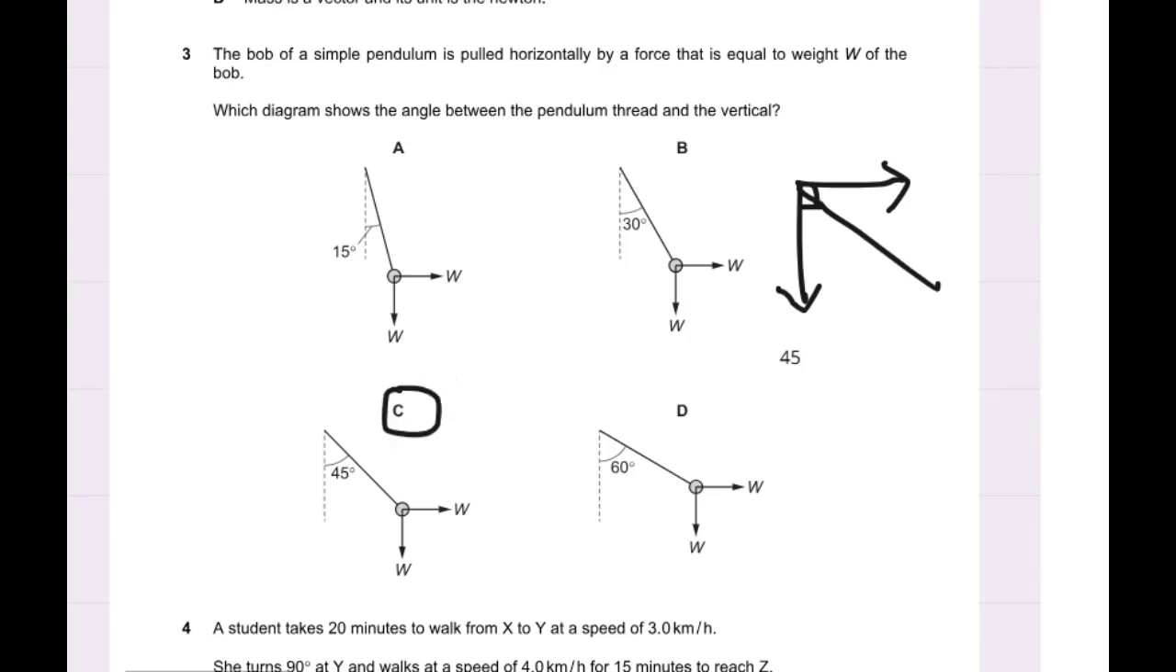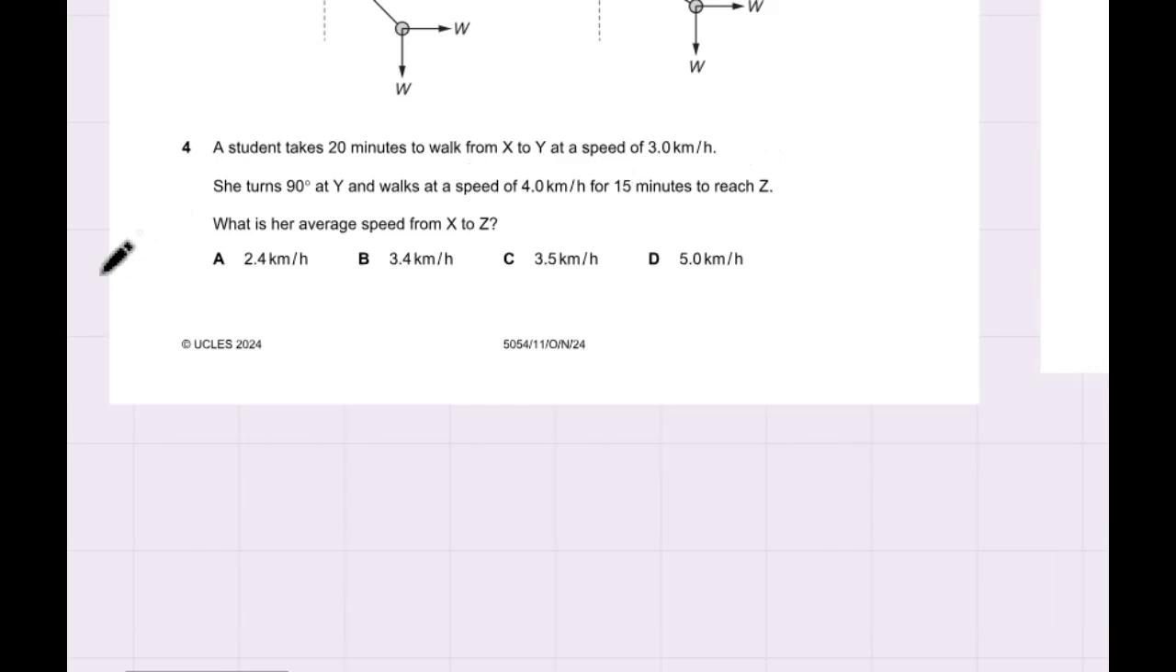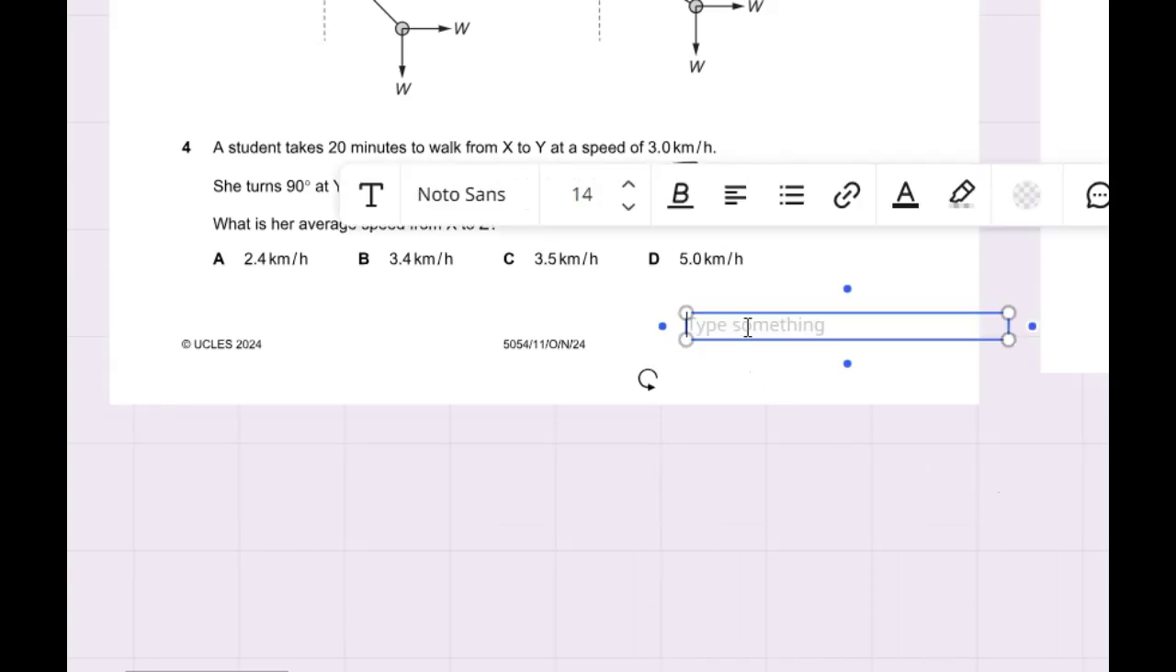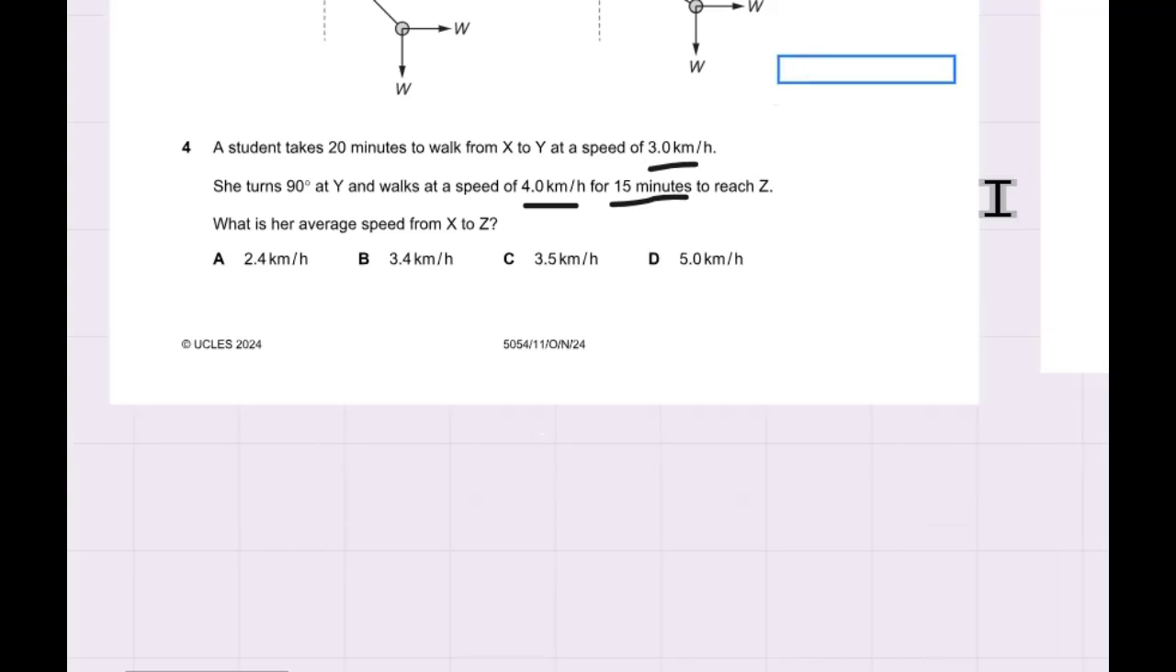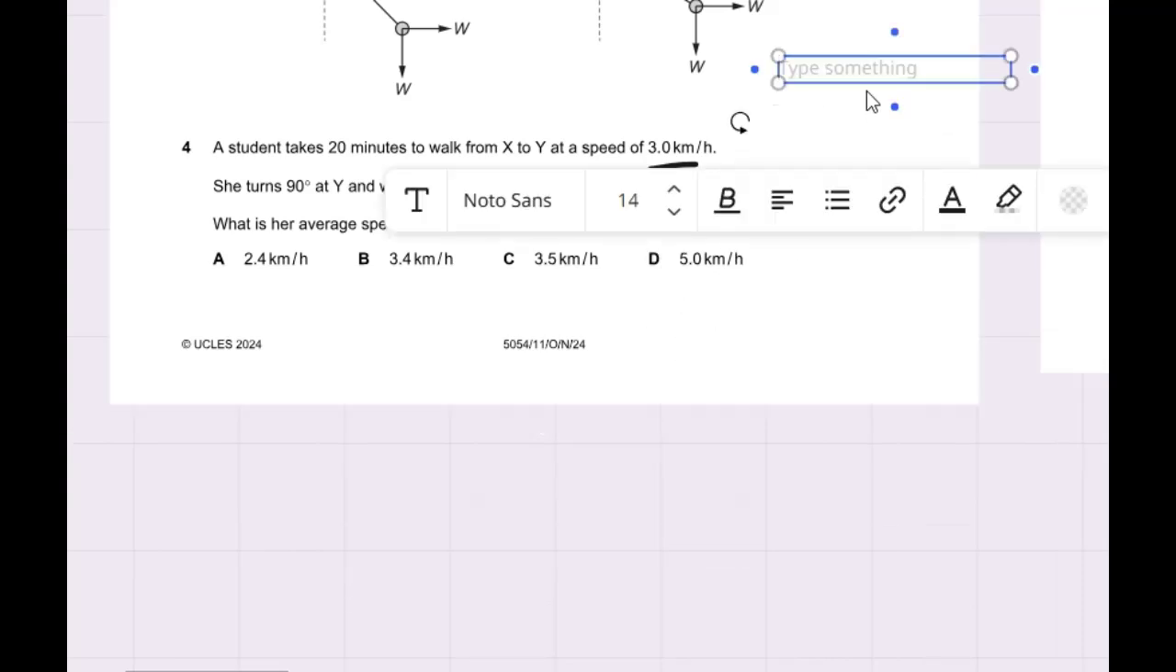Number 4. A student takes 20 minutes to walk from X to Y at a speed of 3 km per hour. She turns 90 degrees at Y and walks at a speed of 4 km per hour for 15 minutes to reach Z. What is her average speed from X to Z? Since we are getting the average speed, we don't have to think about the direction. The formula for average speed is total distance divided by total time.